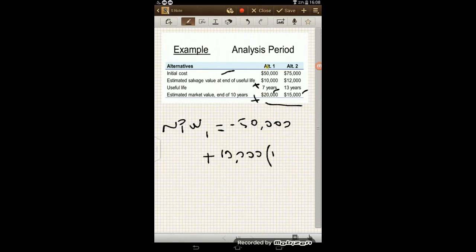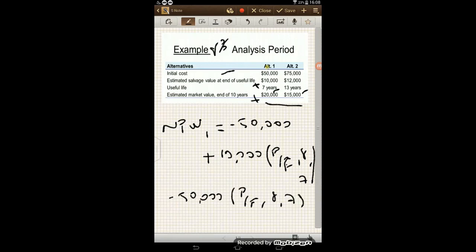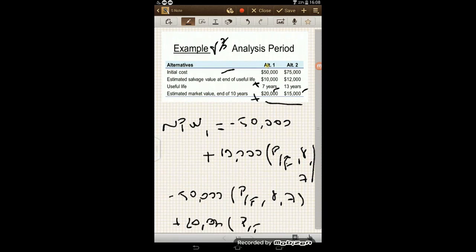So this is a future value. We are going to bring it to the present, at 8% interest for 7 years. And then we are going to buy again for 50,000. Again, we need to buy it, present to future, 8% for 7 years. At the end of 10 years, we are going to sell it for plus 20,000, present to future, 8% for 10 years.